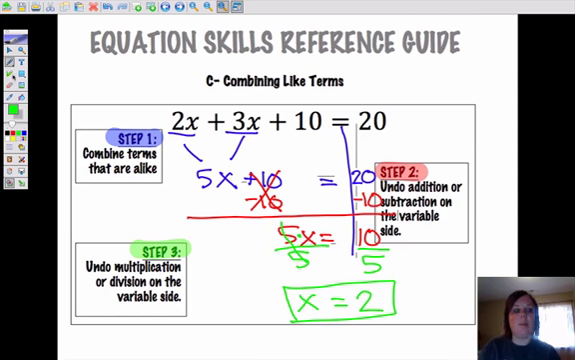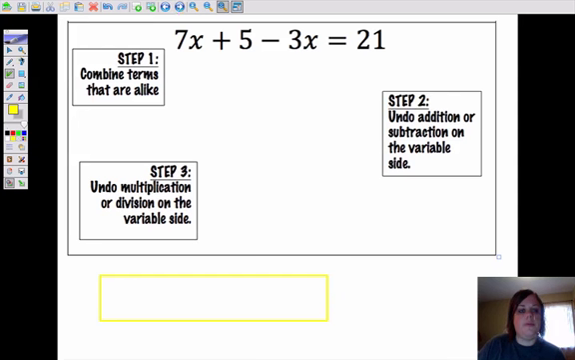Now I can check my answer by plugging the 2 in for the x. So I would have 2 times 2, which would give me 4. I would have 3 times 2, which would give me 6. So then 4 plus 6 is 10, and add this 10, and I would get 20. So I know my answer is correct. Okay, let's look at another example of this.